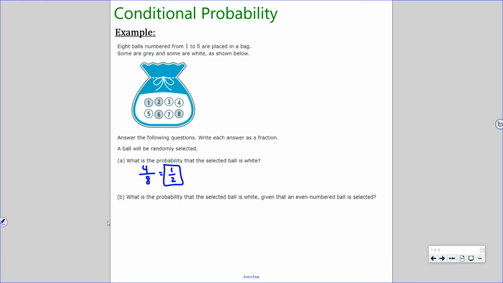B. Note how B gives us a condition. It says, what is the probability that the selected ball is white given that an even number ball is selected? So basically this condition just limits some of our possible outcomes. It's given that our ball is an even number, so it can't be one of these odd numbers. I like to cross them off. So now to find the probability that it's white, I only have 1 out of my 4 possible even numbers. There's an example of conditional probability.